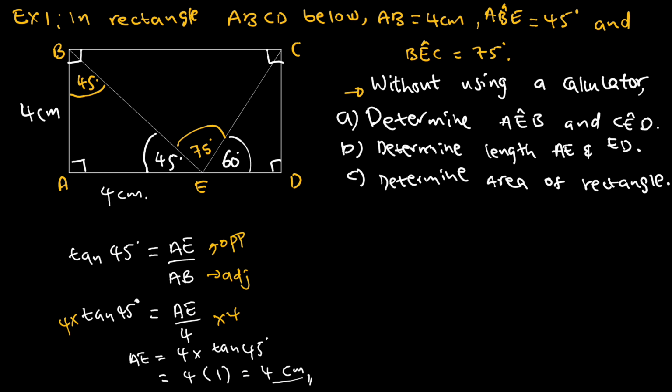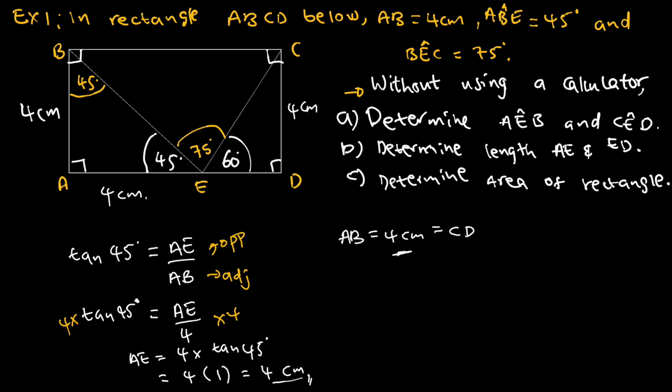What do we have? We have AED. We need to calculate this side, ED. But what do we know from the question? We know that this is a rectangle and we know the value of AB, which is 4 centimeters. In a rectangle like this, side AB is equal to CD. So that means CD is also equal to 4. We know this is also 4 centimeters.